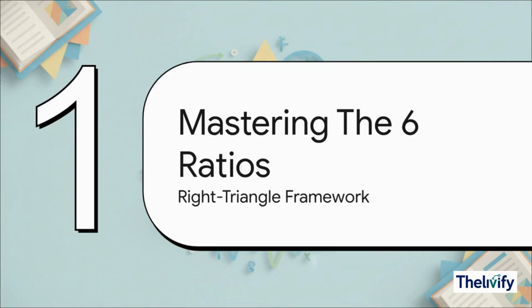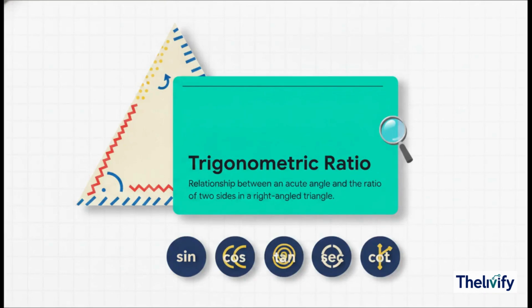All right, moving into section 2, mastering the 6 ratios and building your right triangle framework. Imagine putting a magnifying glass on one specific acute angle inside a right-angled triangle. The big shift here is that we aren't just looking at the triangle's general shape anymore. Instead, we are building a highly precise mathematical bridge between that specific angle and the proportions of the triangle's sides. This is where we establish definitions for sine, cosine, tangent, cosecant, secant, and cotangent.